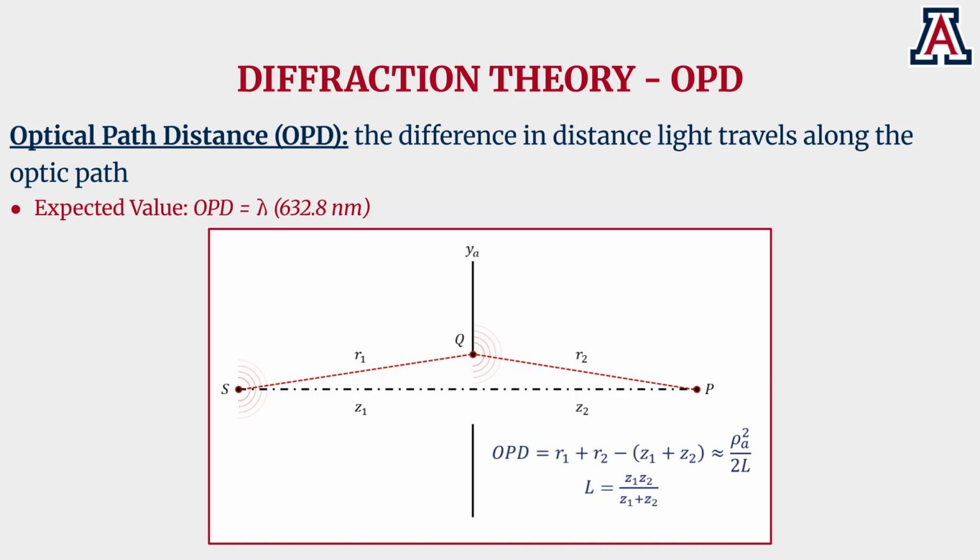The OPD between these paths can be approximated as rho a squared over 2L, where rho a is the radial distance of point Q from the optical axis, and L is the effective propagation distance. This quadratic dependence of OPD on radius leads directly to the structure of diffraction patterns, as we will see next.